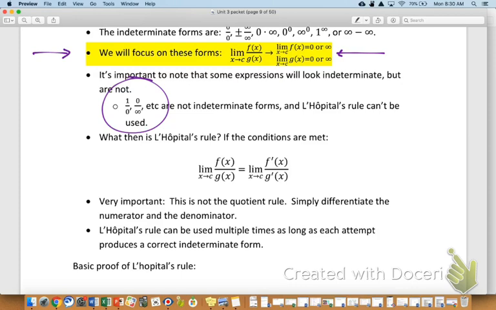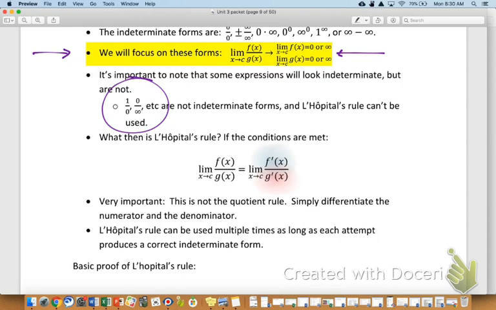So if L'Hôpital's rule conditions are met, then what we can essentially do is take the derivative of the numerator and find the derivative of the denominator, and then reapply the limit. I think I have a note up there that says, yep, this is not the quotient rule. So we're not doing low D high minus high D low over the square of what's below, because we're not finding the derivative of the whole expression. We're only finding the derivative of the top, the derivative of the bottom, and then we're trying to reapply the limit.